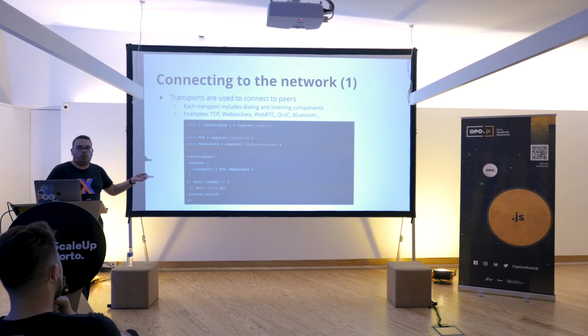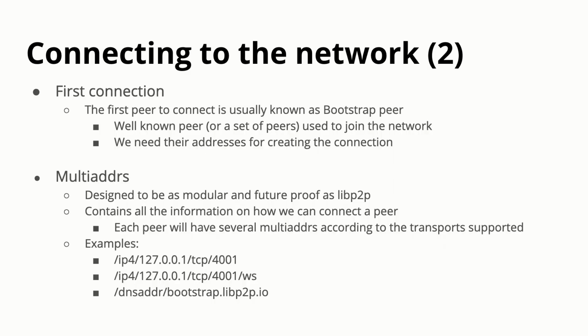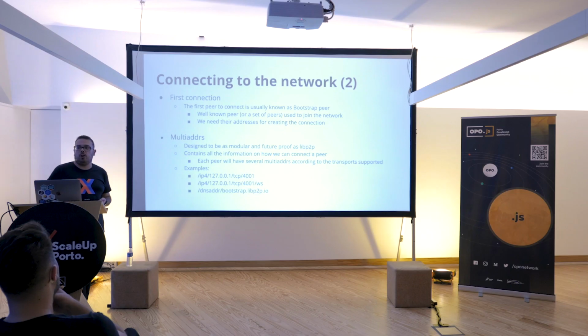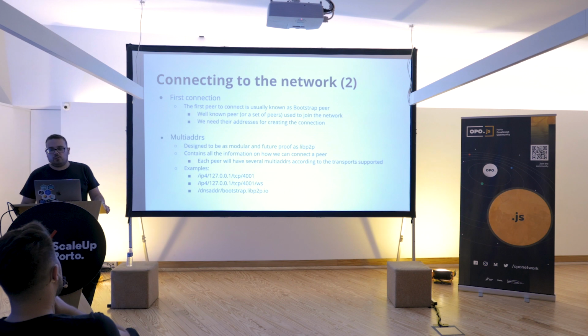Other than that, if you built the pigeon transport, you would require it. It would not be a libp2p transport. It would be something from your repositories, and you could use it like any other one. So you have the transport, but you need to use that transport to connect to another peer, and this is when things get more interesting. In the first connection, you usually connect to a known peer that we usually call a bootstrap peer, or a list of different bootstrap peers. And we need their address in order to create a connection.